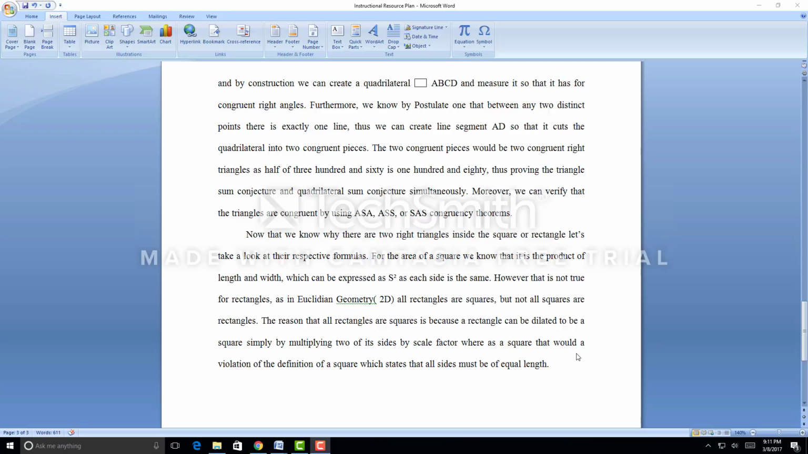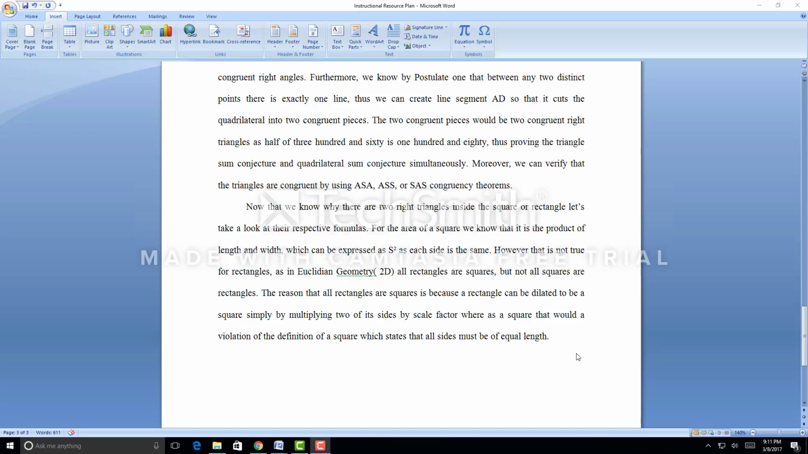at the respective formulas. For the area of the square, we know that it is a product of length and width, which can be expressed as s to the second power, or s squared, as each side is the same. However, that is not true for rectangles. As in Euclidean geometry or two-dimensional geometry, all rectangles are squares, but not all squares are rectangles.